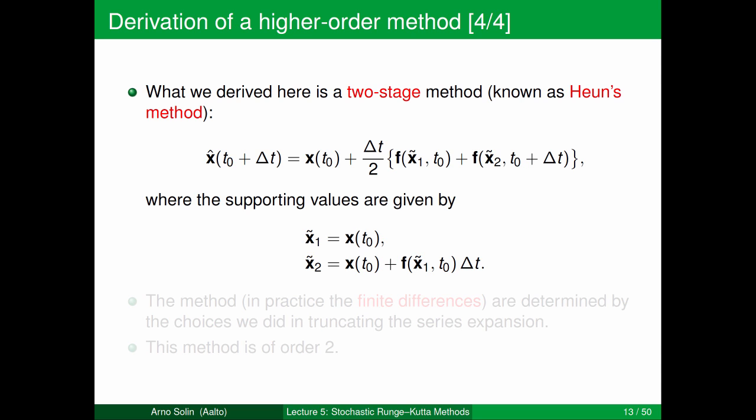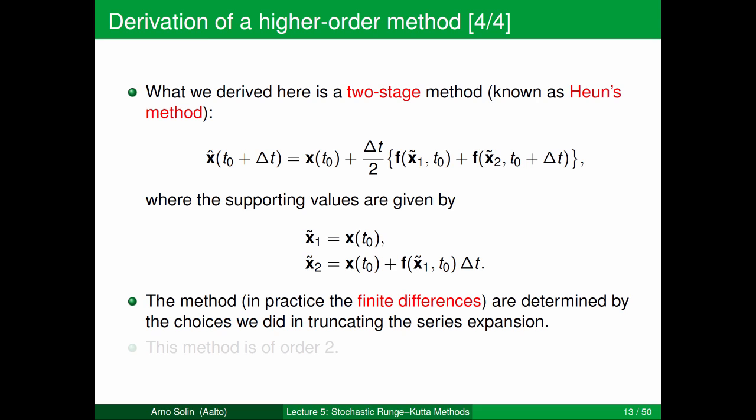This was already covered in the introductory part of the course material, but now it was derived by considering terms of the Taylor series up to order delta t squared. In this method, the finite differences for the derivatives are considered by truncating the series expansion, and this method is of order 2.